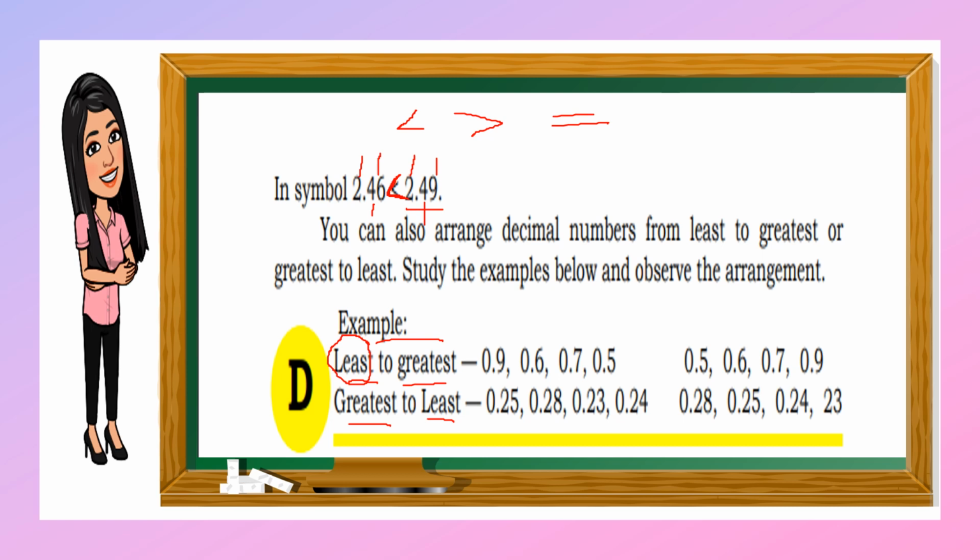So, dito madali lang yan. Lahat sila nagsisimula sa 0. Punta tayo, alin ang pinakamaliit. So, since 5 ang pinakamaliit, next is 6, then 7, then 9. So, this number is arranged from least to greatest, maliit palaki. This time is greatest to least naman, magsisimula sa malaki, papaliit. So, nakikita nyo naman 28, 25, 24, and 23.